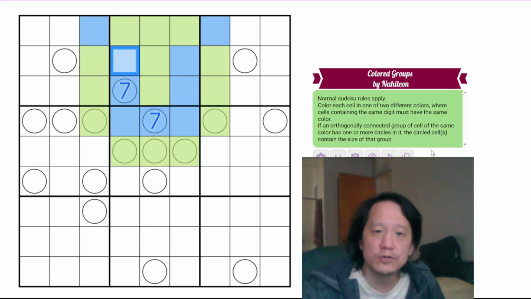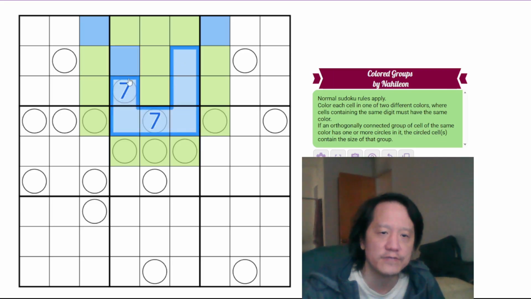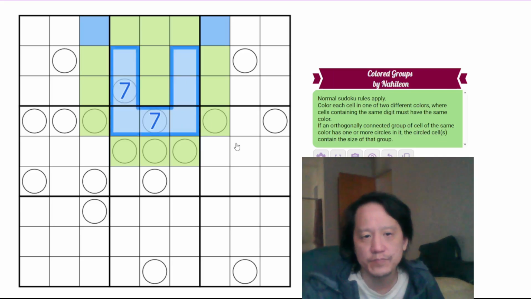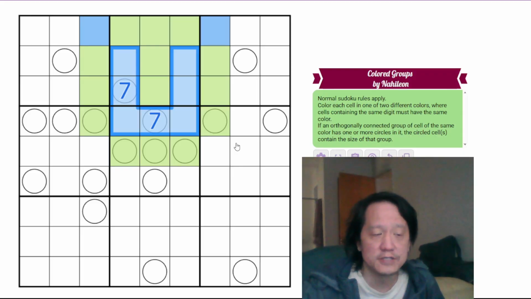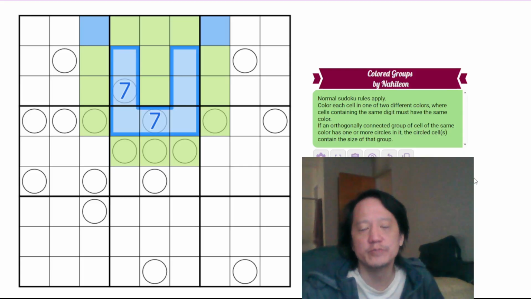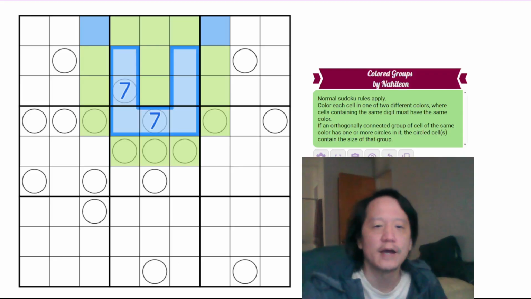And those are all the rules. This is an example of how that works: of the orthogonally connected group of cells of the same color, if they have one or more circles in it, the circled cells contain the size of that group. Those are all the rules, as I said, and if you'd like to play along, there's going to be a link in the description. And now, I'm going to get started.